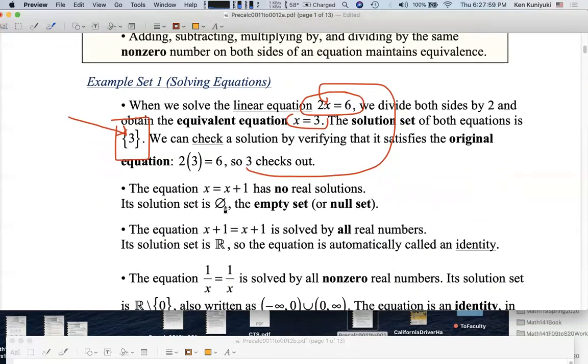Now, if you have an equation like x equals x plus 1, well, there are no real numbers that equal themselves plus 1, so the solution set is the empty or null set. That happens sometimes. On the other hand, if you have something like x plus 1 equals x plus 1, all real numbers work out for x, so the solution set is R, the set of all real numbers, which you can also write in interval form like this. This is called an identity, by the way.